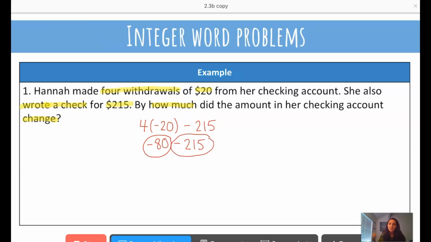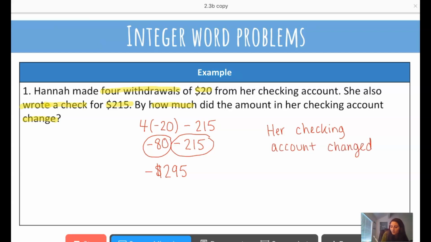So we want to find out how much she took out or spent altogether. So 80 plus 215 is 295. And that was how much she spent or lost, so it's a negative. So negative $295. Her checking account changed by negative $295.